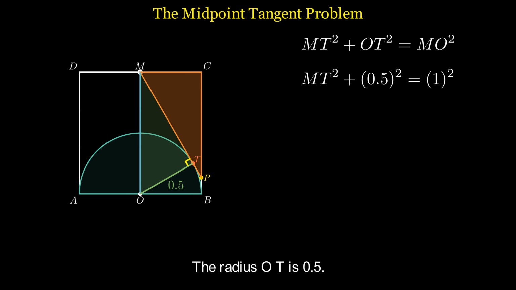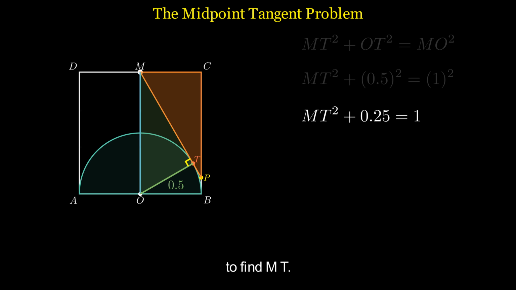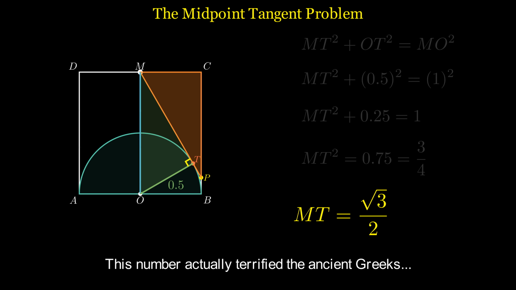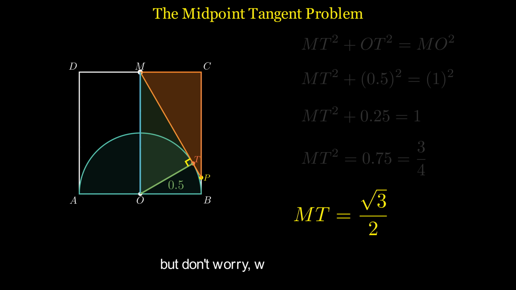The radius OT is 0.5. Since we have a right triangle, we can simply apply the Pythagorean theorem to find MT. MT comes out to be the square root of 3 over 2. This number actually terrified the ancient Greeks, but don't worry, we can handle it.